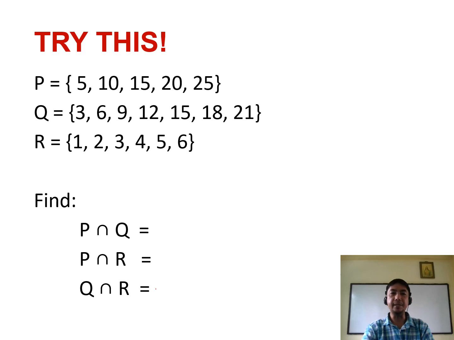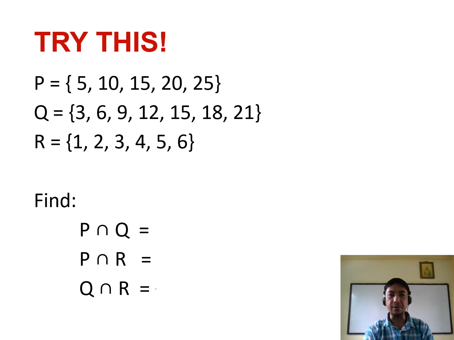Let us try to consider this activity. We are given set P whose elements are 5, 10, 15, 20, and 25. Set Q whose elements are 3, 6, 9, 12, 15, 18, and 21. And set R, the elements are 1, 2, 3, 4, 5, and 6. So we want to find P ∩ Q, P ∩ R, and Q ∩ R. So what you are going to do is to pause this video and try it yourself. Okay? So you may begin now.